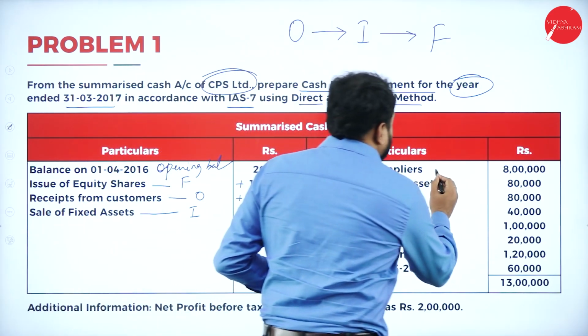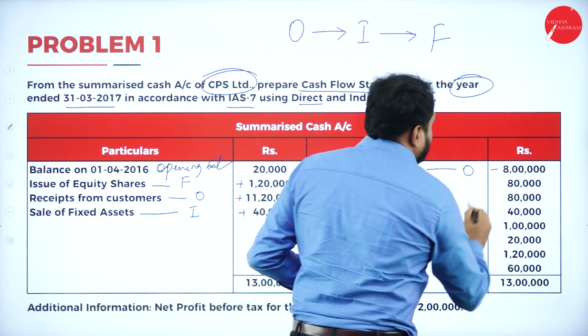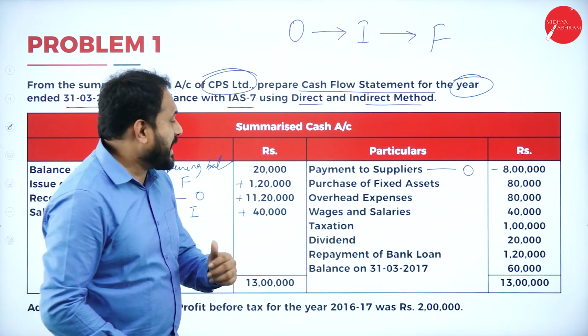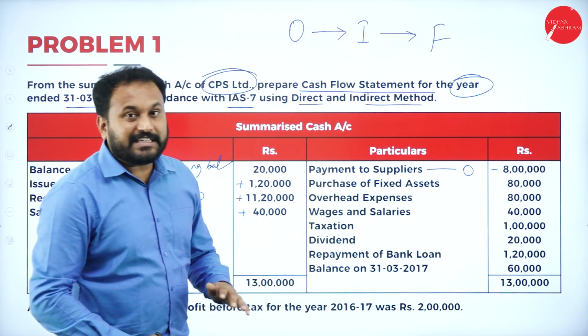Which entry? That will come in the operating. Now you need to subtract it. Now purchase of fixed assets.